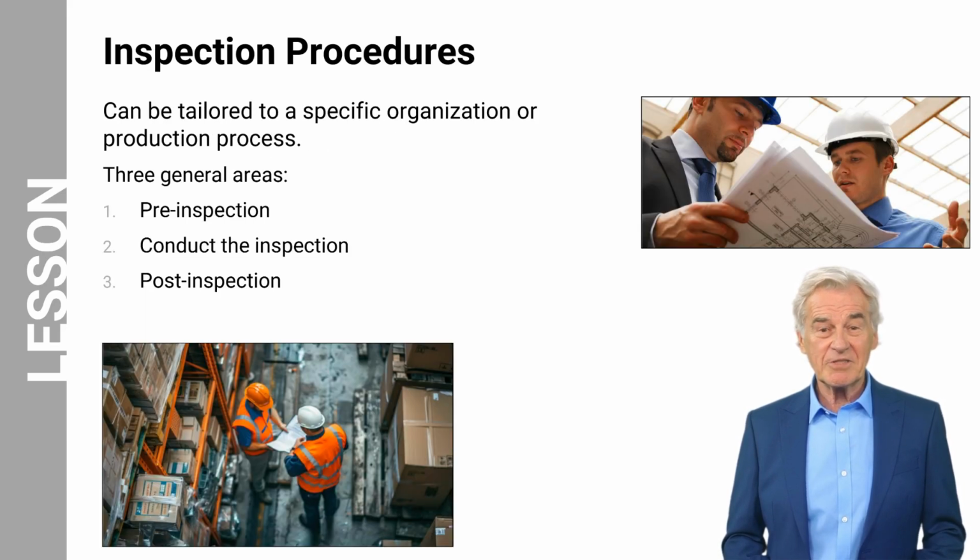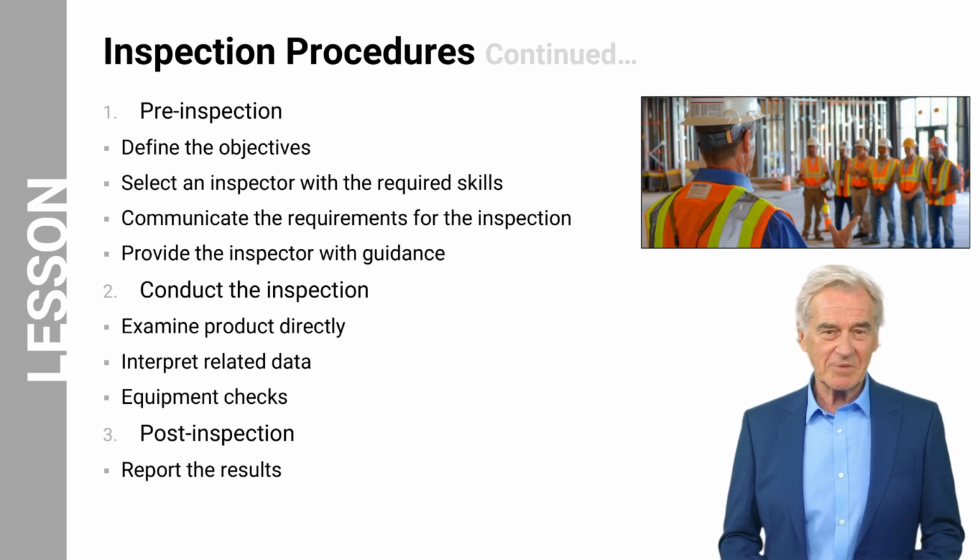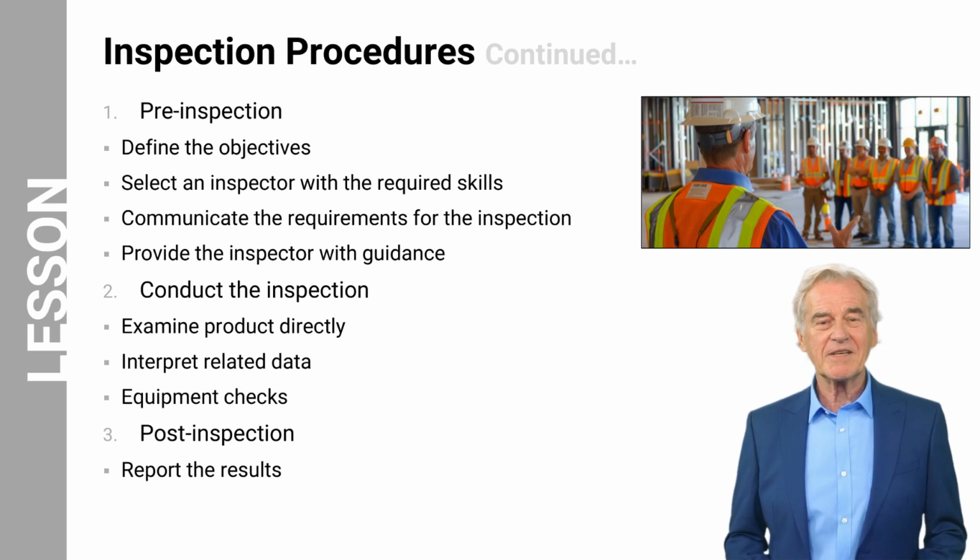Just as there are many inspection methods to choose from, inspection procedures can be tailored to a specific organization or production process. The inspection procedures may be most easily divided into three general areas: pre-inspection, inspection, and post-inspection. In pre-inspection, it is important to define the objectives of the inspection, select an inspector with the required skills, communicate the requirements for the inspection, and provide the inspector with guidance.